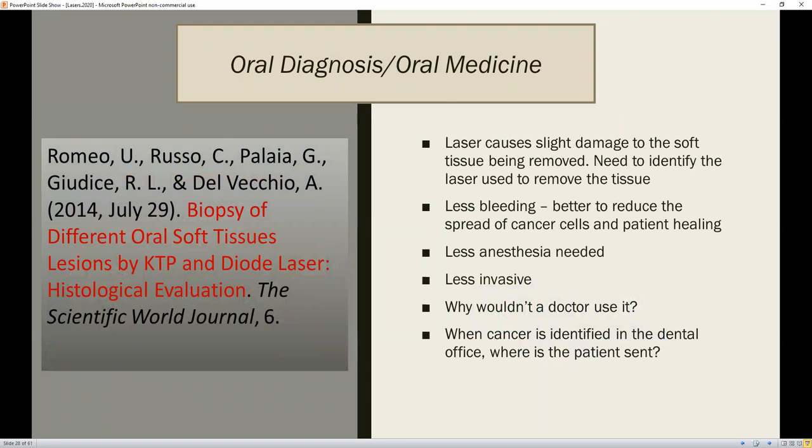And a study done by Romeo states that laser causes slight damage to soft tissue when the soft tissue is removed. The lesion being removed will need to be large enough to clear the burned edges, plus the type of laser used will need to be identified for the pathologist to determine if the laser damage is what they're seeing versus tissue damage. So for oral medicine, you need to be very thorough in your notes, especially if you're biopsying and sending things off.